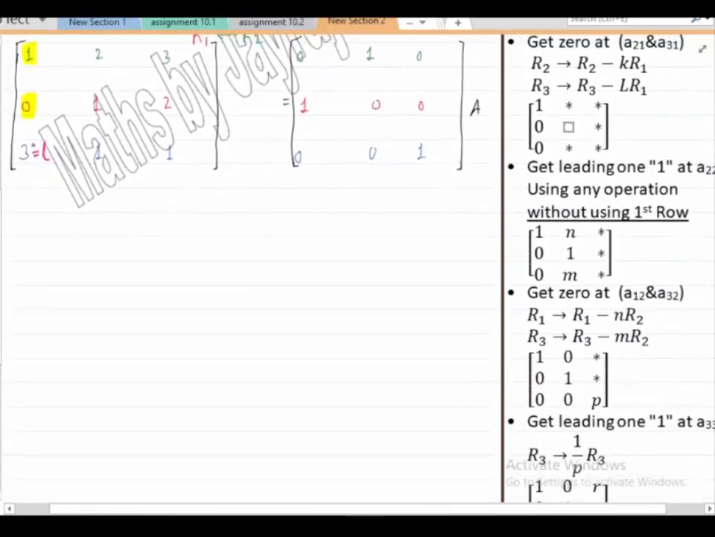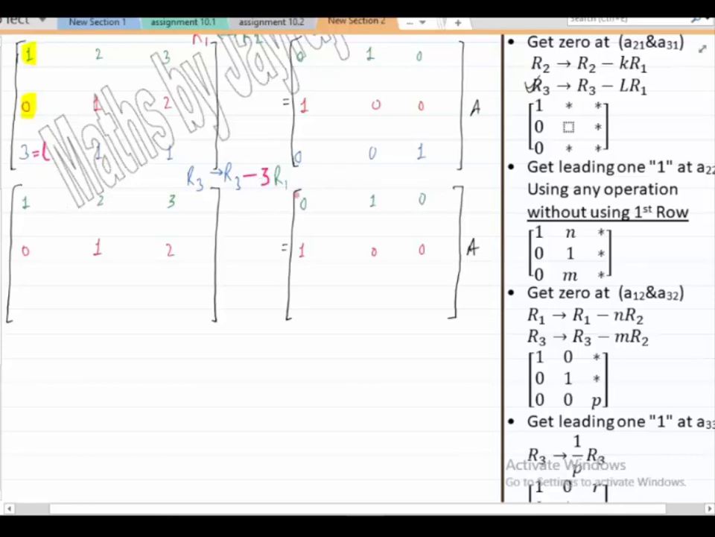We already have the 0, now we just need 0 at the A31 point, and for that we need to take the operation R3 gives R3 minus 3R1. So in this process our first and second row will be as they are. Now the operation: we have to multiply the first row by minus 3 and then add to the third row.